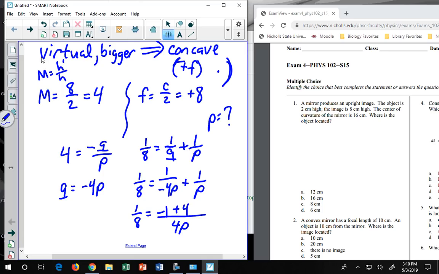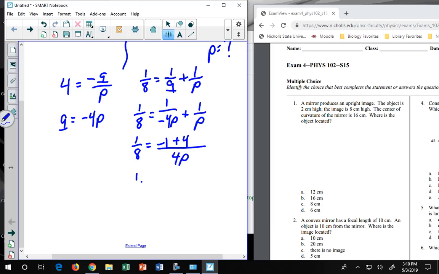So that gives me 1 over 8 equals 3 over 4p, and then I solve that for p. 24 is equal to 4p, so p is equal to 6. So the answer here is D, 6 centimeters.